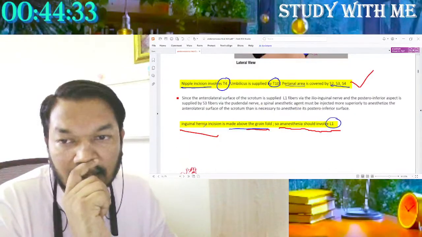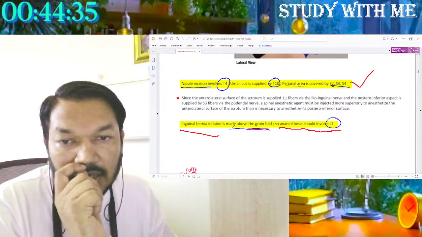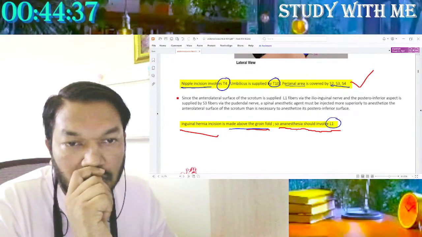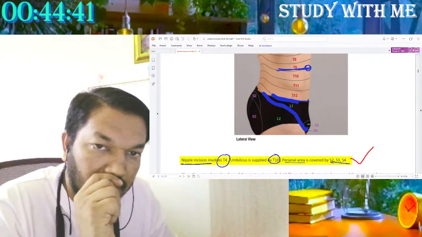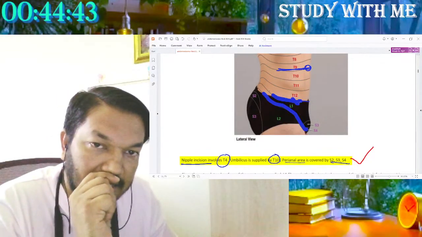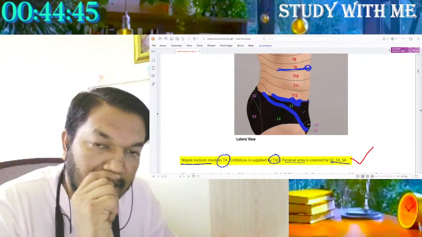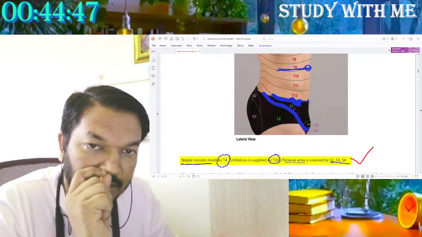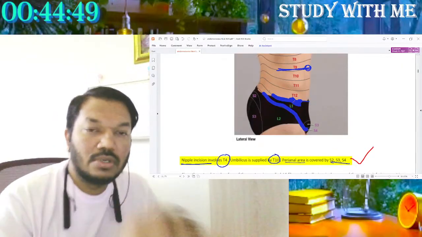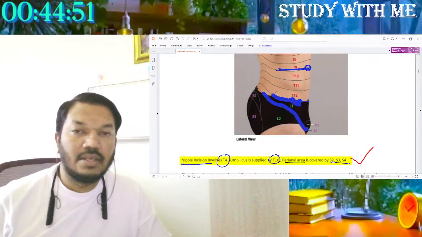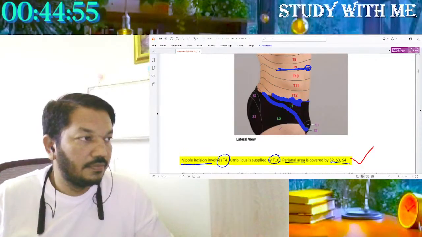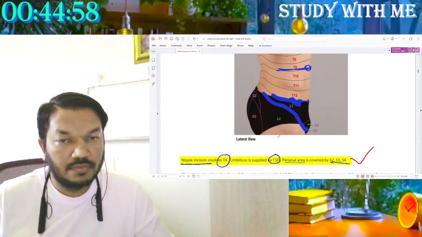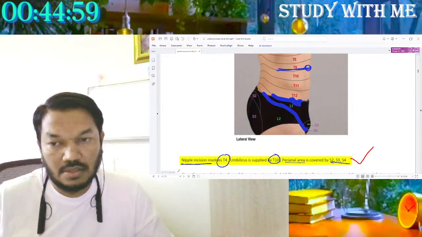The inguinal hernia incision is made above the groin fold. So anesthesia should involve L1 because here we give incision almost in this level. Okay, so it is coming up to this area. If we don't cover L1, patient will feel pain. You got it?